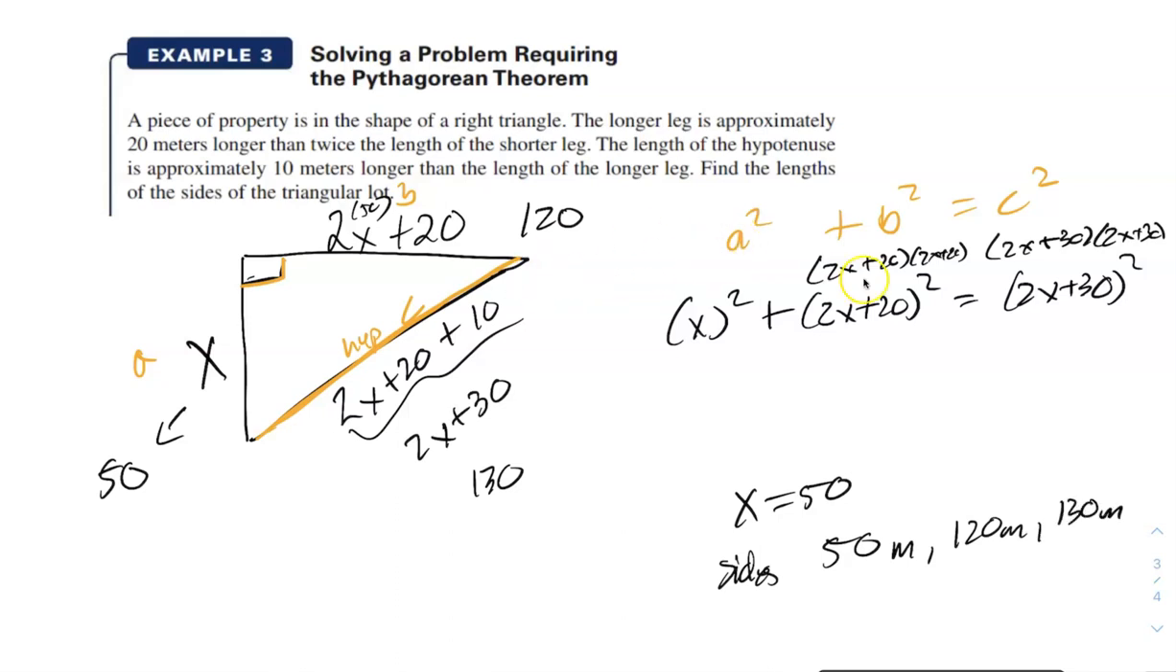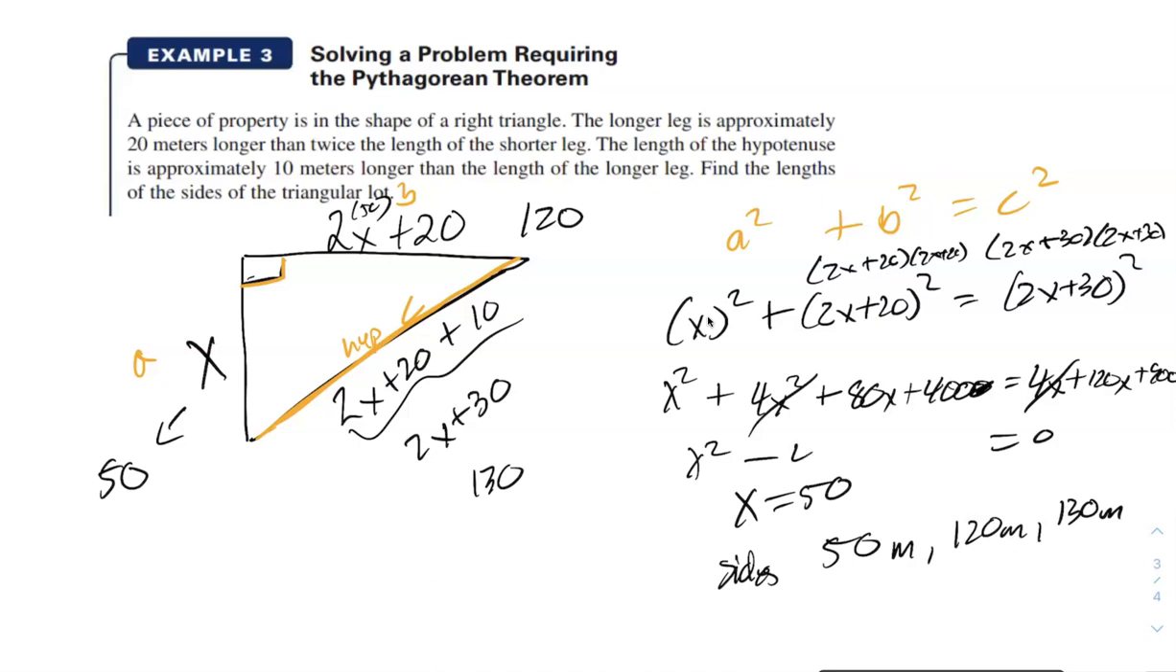Now, if you want to solve by hand, you can multiply these all out. You would actually go x squared plus, what is that going to be? 4x squared plus 80x plus 400 equals 4x squared plus, that's 120x plus 900. Then you can set equal to 0. Now some things actually cancel out, and it's actually not too bad.